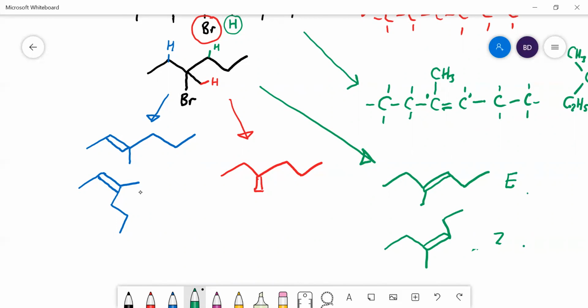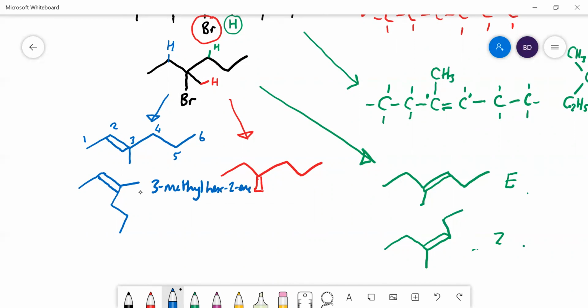Right, we should probably try and name those as well. Okay, let's have a look at this. Let's look at the blue one. Right, we've got 6 carbons, haven't we? We've got a methyl group on number 3. We've got the double bond between 2 and 3, so it's hex-2-ene, but it's 3-methylhex-2-ene. Okay, that's 3-methylhex-2-ene.